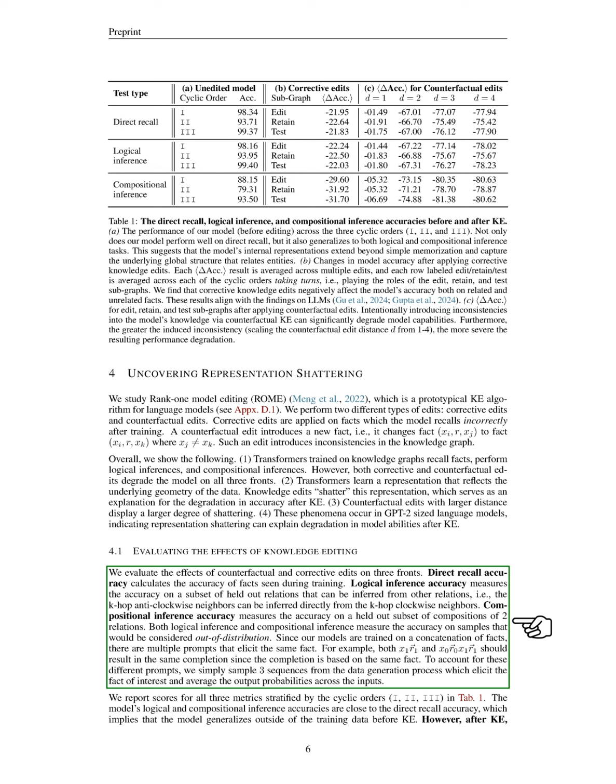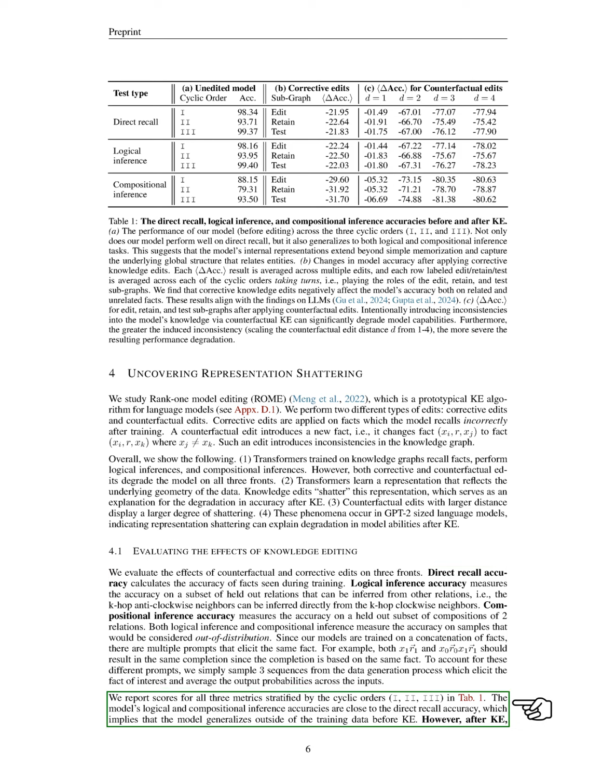Both logical and compositional inference accuracy focus on samples that are outside the training distribution. Since our models are trained on a mix of facts, multiple prompts can lead to the same fact. To account for this, we sample three sequences that elicit the same fact and average the output probabilities. We report scores for all three metrics based on cyclic orders.